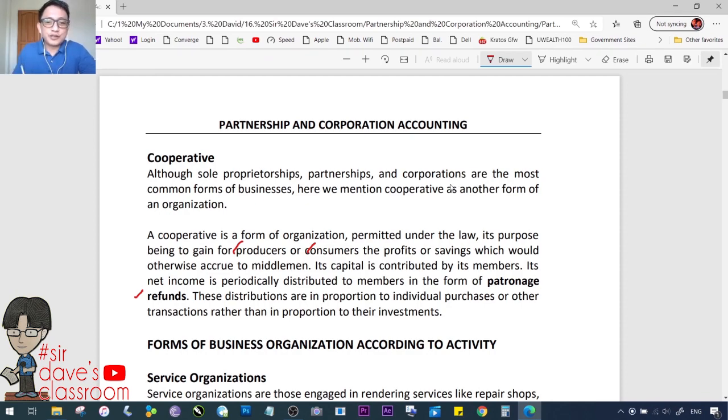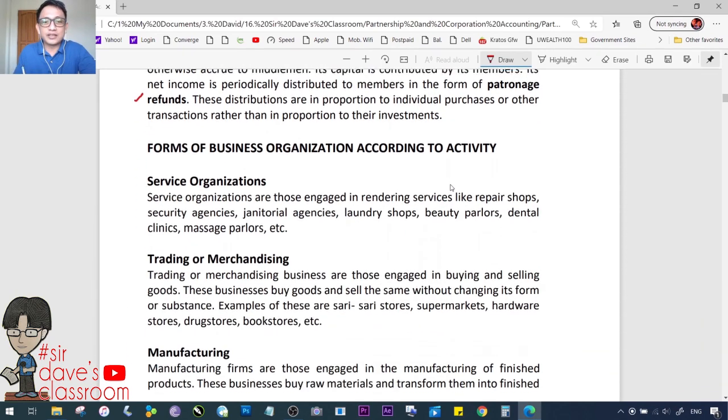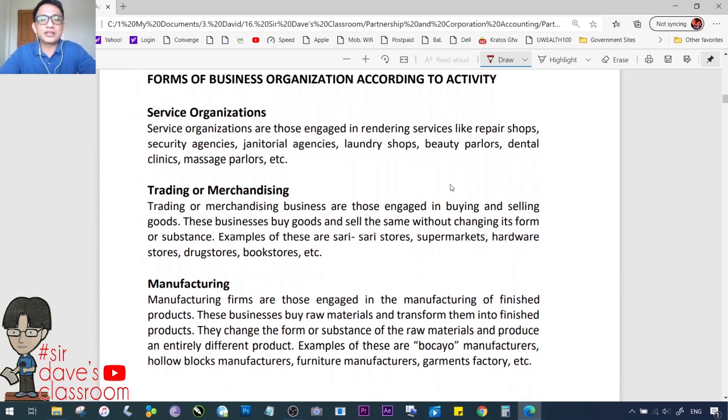Ayan. Forms of business organization according to activity. We're familiar with this already. So, nire-review lang natin, class. Service organizations, as we already know, they sell services. Ang binabayaran mo sa kanila, yung kanilang mga servisyo. Janitorial agencies, laundry shops, beauty parlors, dental clinics, massage parlors, etc.